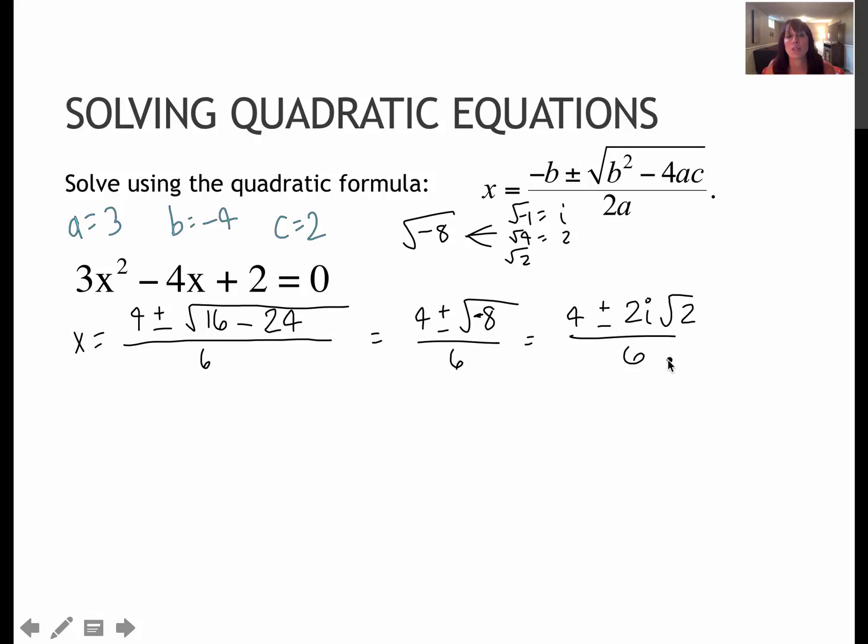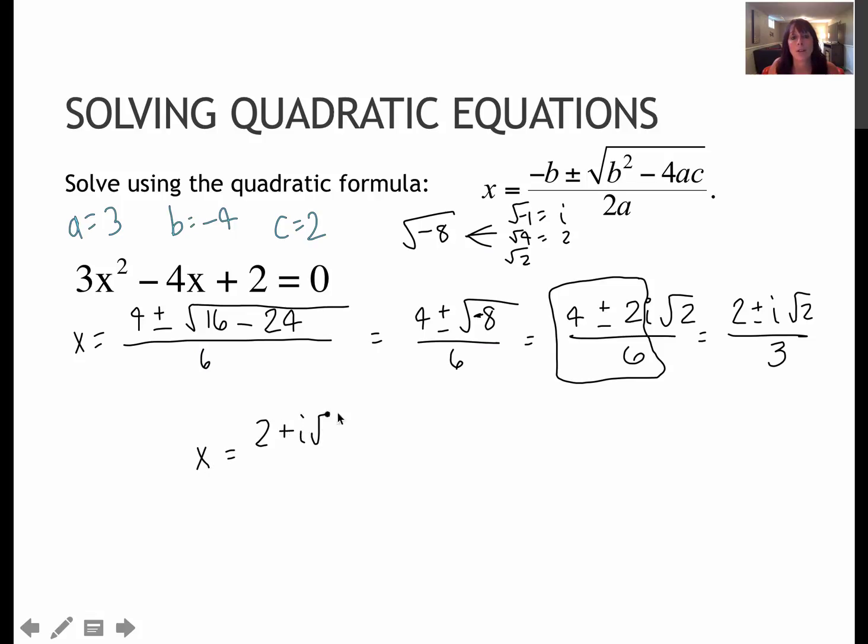I can go ahead and reduce this before I find the two solutions. To reduce, you're only taking the values that are outside of the radical, and of course I'm not going to be concerned about the i. So I'm going to look at 4, 2, and 6 and say, well, those are all even, so let's divide them all by 2, which leaves me with a 2 plus or minus 2 divided by 2 is 1, so it's 1i, or just i radical 2. 6 divided by 2 is 3. Now from here, if I'm trying to write them as two solutions, I would write it as 2 plus i radical 2 divided by 3, and 2 minus i radical 2 divided by 3.